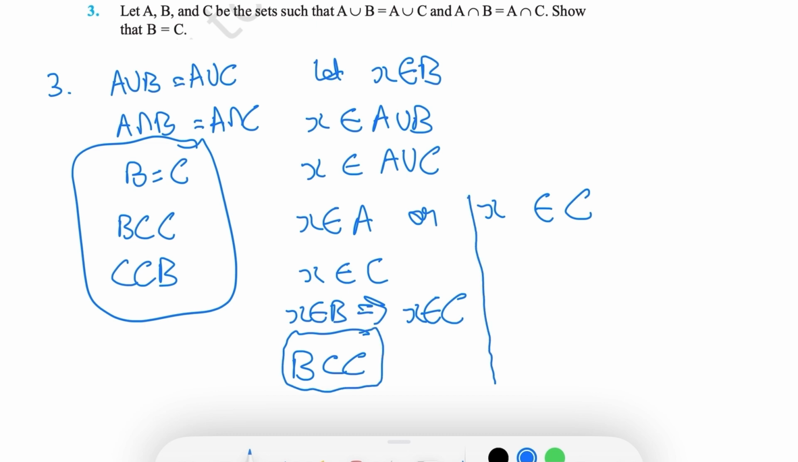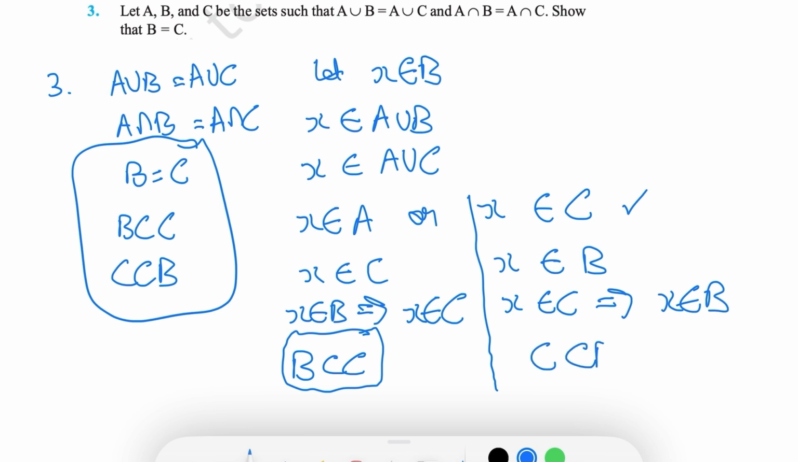If we take this case, X belongs to C, we know that B intersection A is equal to A intersection C. So we can write here that X belongs to C, X belongs to B. So X belongs to C implies that X belongs to B. That means C is a subset of B. Hence B equal to C.